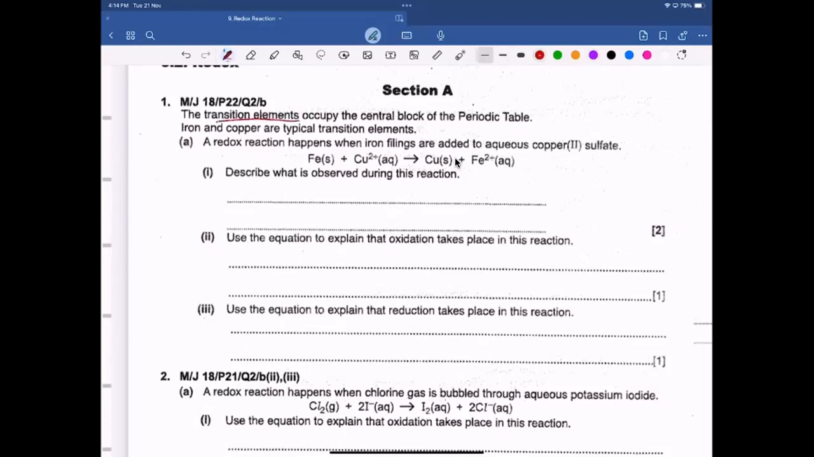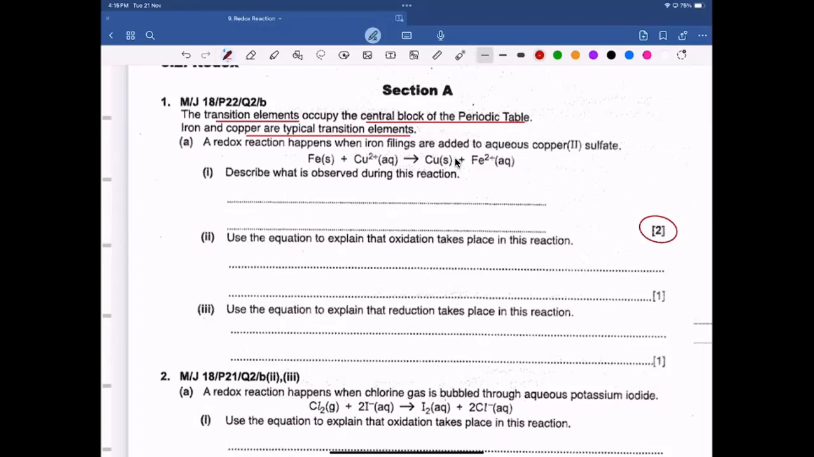The transition elements occupy the central block of the periodic table. Iron and copper are typical transition elements. A redox reaction happens when iron filings are added to aqueous copper sulfate. What is observed during this reaction? It's 2 marks, so we are going to write 2 observations. Who can tell me the correct answer?